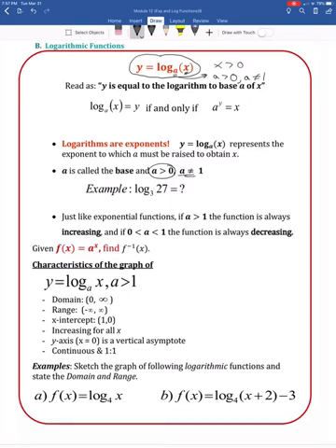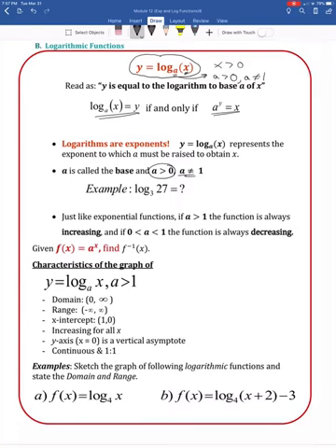Now with that said, let's look at our definition. Our definition of logarithm: log base a of x equals some number y if and only if a to the y power equals x. Log base a of x equals y if and only if a to the y equals x. All right, so with that, this defines why logarithms are exponents.